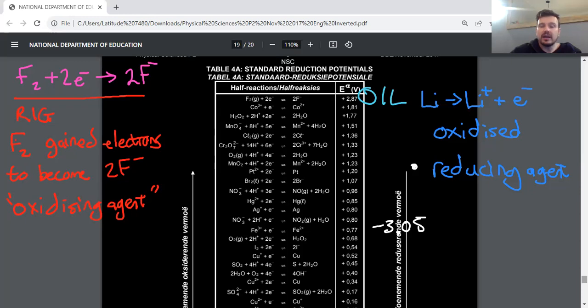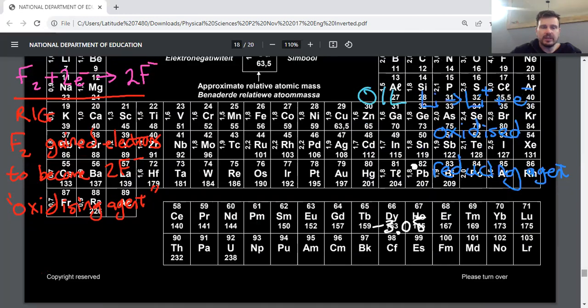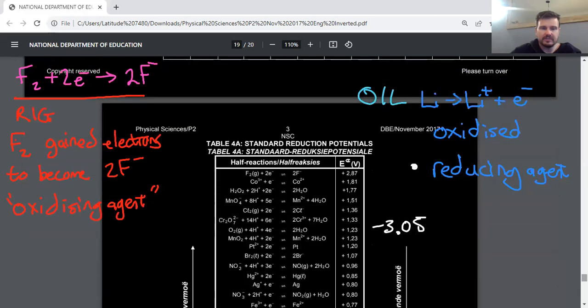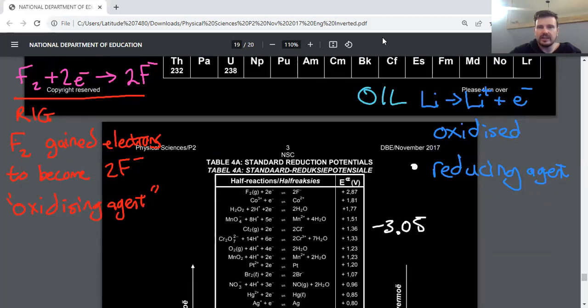Okay. Any questions about redox reactions? Do you know what they are now? Okay, cool. I'm going to end it there.